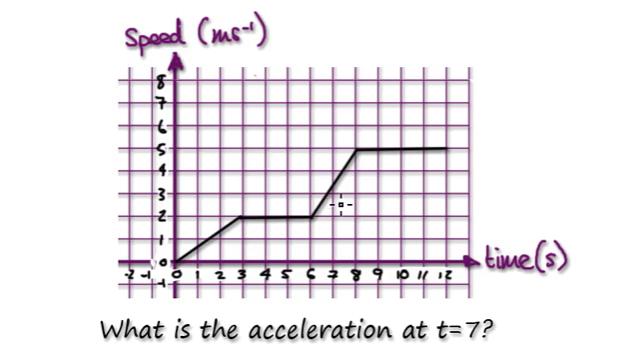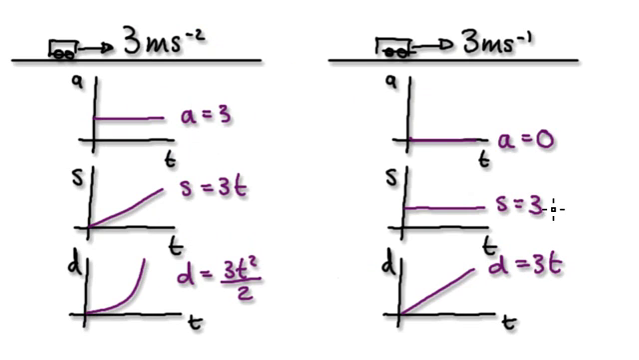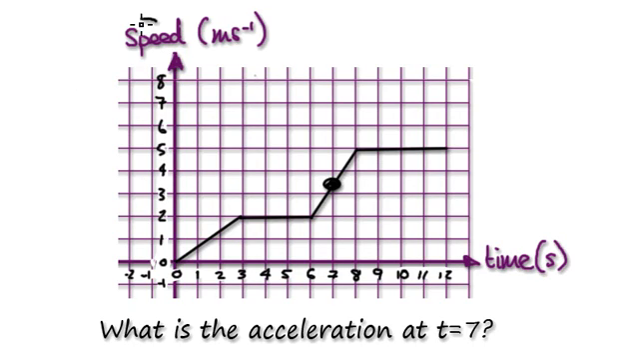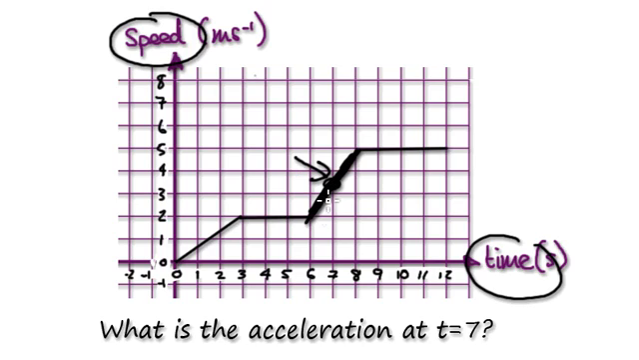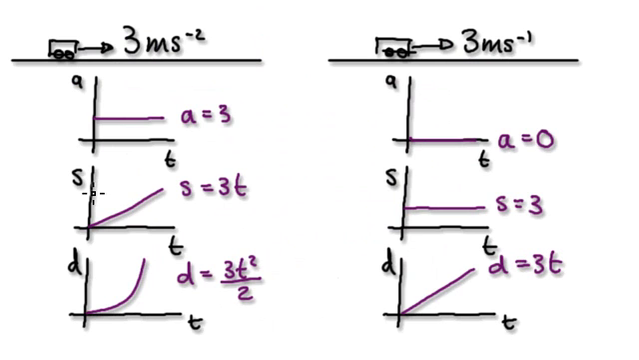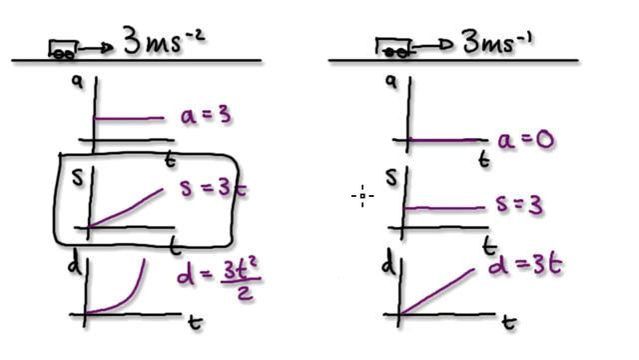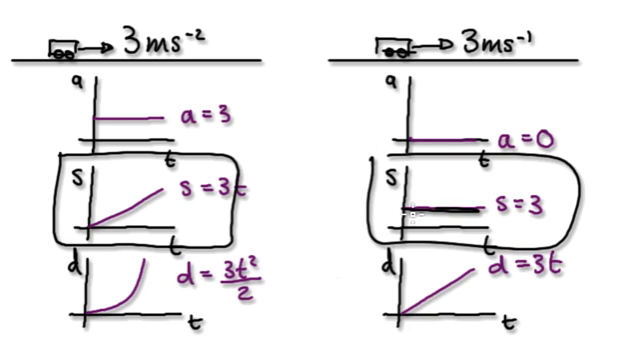Okay, so the acceleration at time equals 7. Well, you've got to decide which graph I've given you. You've been given a speed time graph here. When you look at this, don't forget you've got a gradient, a slope here. It could be this one here, but there is no slope there, whereas in this one there's a slope, which means there would be an acceleration.